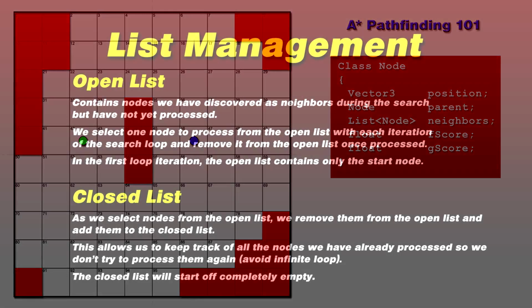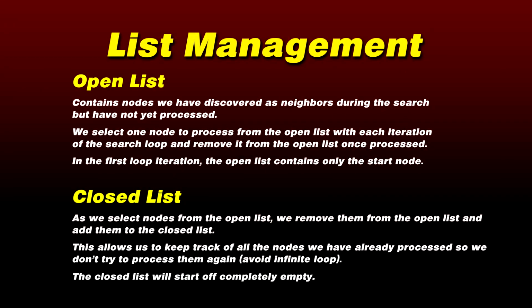So the search is actually a very simple loop that maintains 2 lists, an open list and a closed list. The open list will contain a list of all the nodes that we've currently discovered but have not yet processed. It contains a list of viable candidates for the next iteration of the search loop, a collection of nodes which we can choose to step into next, as it were.